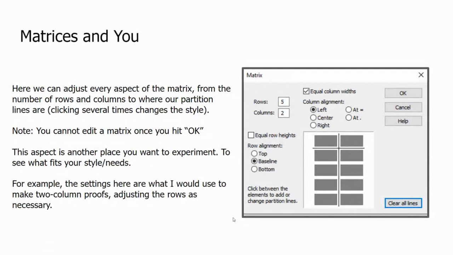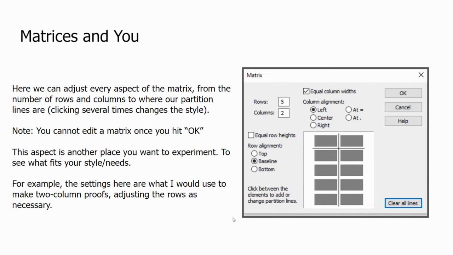And then we get this dialog window. Here we can adjust everything about the matrix, from the number of rows to the columns, how they're partitioned, and change the partition. As you can see, this has a T shape. You can just click on the space and it will change it. It has different styles: dotted lines, dashed lines, and just these solid lines that you can see here. Change column alignment, row alignment, the widths, the whole deal. This is where you want to experiment if you're going to be needing tables with MathType objects.